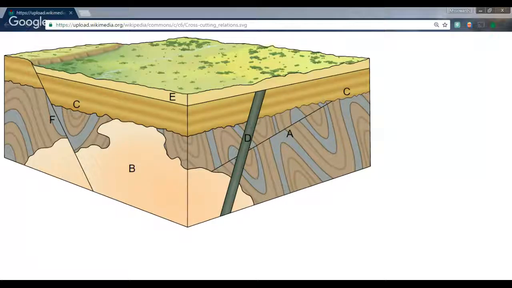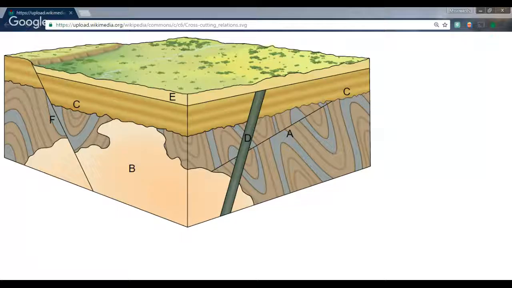So the first principle is the law of superposition, and this applies only to sedimentary rocks. For this example, we can look at C and E. Basically, the law of superposition is that any layer is older than the layers on top of it. So as you can see, layer C would obviously be older than layer E because it falls underneath it. For layer C to fall first, it had to be older.